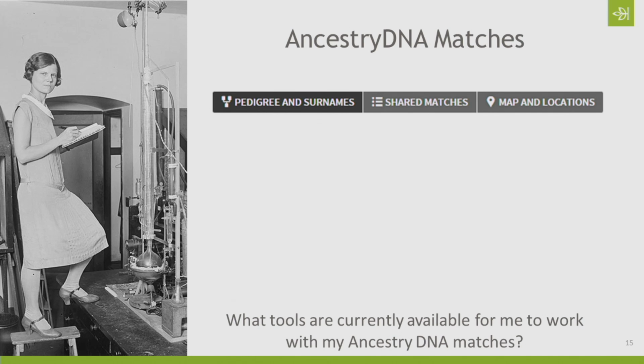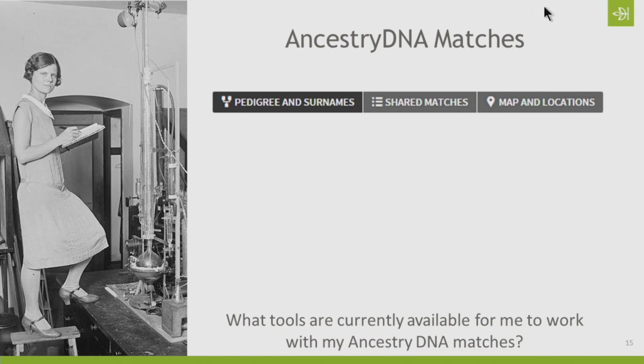Pedigree and surname is pulling information from your tree and from your match's tree that you have in common. So surnames that you have in common from both of your trees. And that's valuable because a lot of the time we're searching for a specific surname, but we know that surnames change or they get misspelled, whatever it is, things happen.